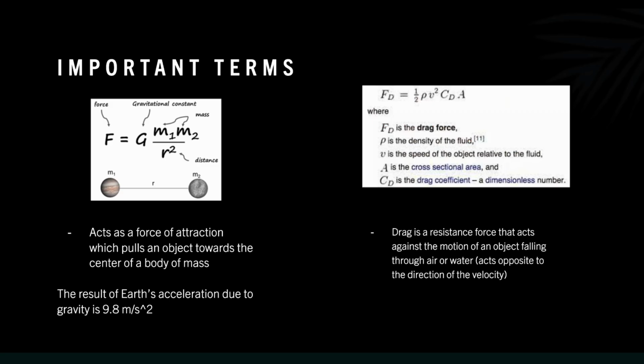Now, two important terms that we need to know, as I've been saying, are the forces of gravity and drag. Gravity is a force of attraction which pulls an object towards the center of a body of mass. The result of Earth's acceleration due to gravity is about 9.8 meters per second squared. That's the notation for acceleration. And drag is a resistant force that acts against the motion of an object falling through air or water, some viscous fluid. It acts in the opposite direction of velocity. It's almost like a friction between the air and an object.